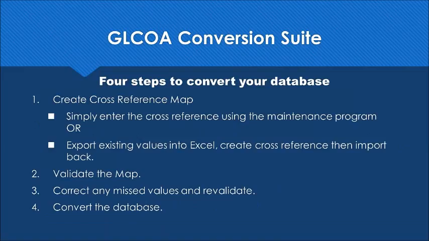So it's very simple. It's an easy application to use. You simply create a cross-reference map, and you can do that in one of two ways. You can either manually type in the cross-reference using our little simple maintenance program, or you can export those values, all the old values, out into Excel, create the cross-reference there, then import them back into the application in QAD.